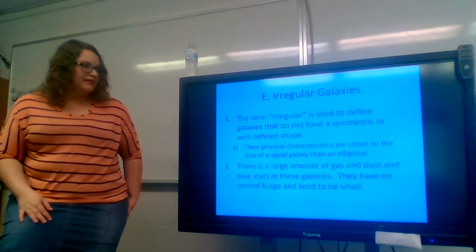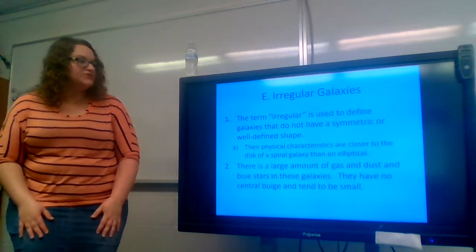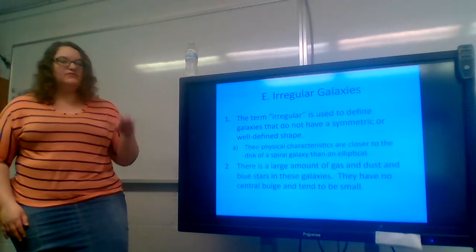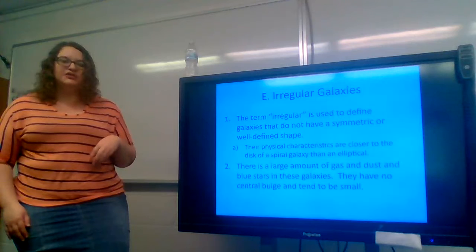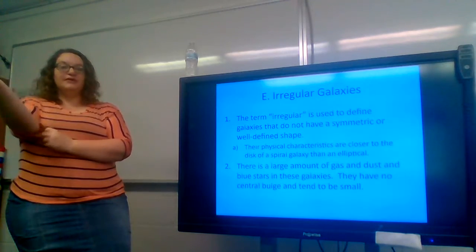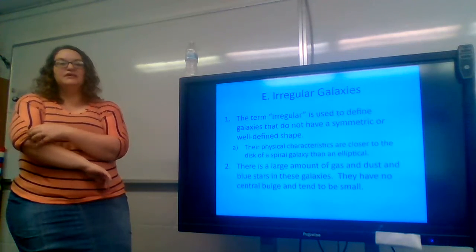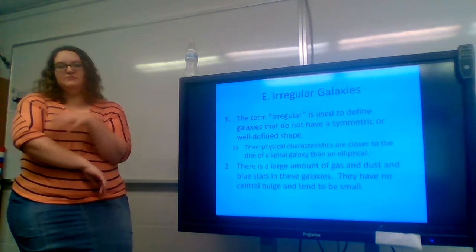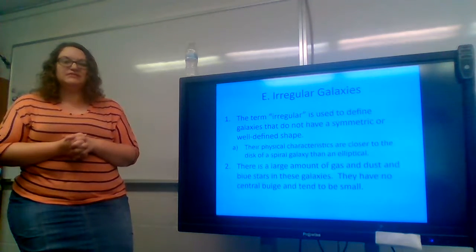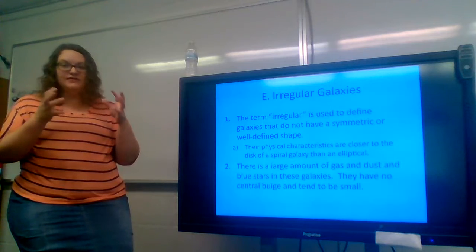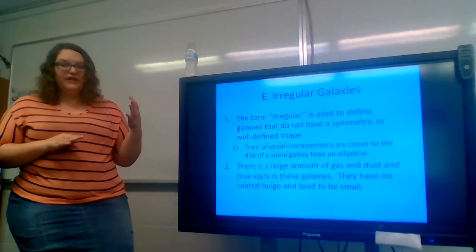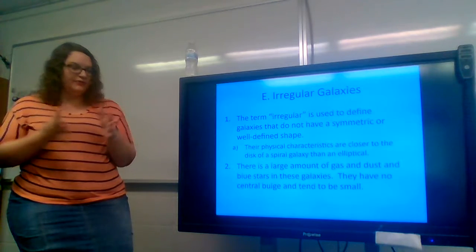And then irregular galaxies, the last type of galaxy we're going to talk about. The term irregular is used to define galaxies that don't have a symmetric or well-defined shape, okay? So if you notice in science in general, not just astronomy, but in lots of the branches of science, if something doesn't have a definite shape, they slap the term irregular on it, okay? And this is true for these galaxies. They don't fit into one of the definite categories of spiral, elliptical, or lenticular. They don't clearly fit, so it's irregular.